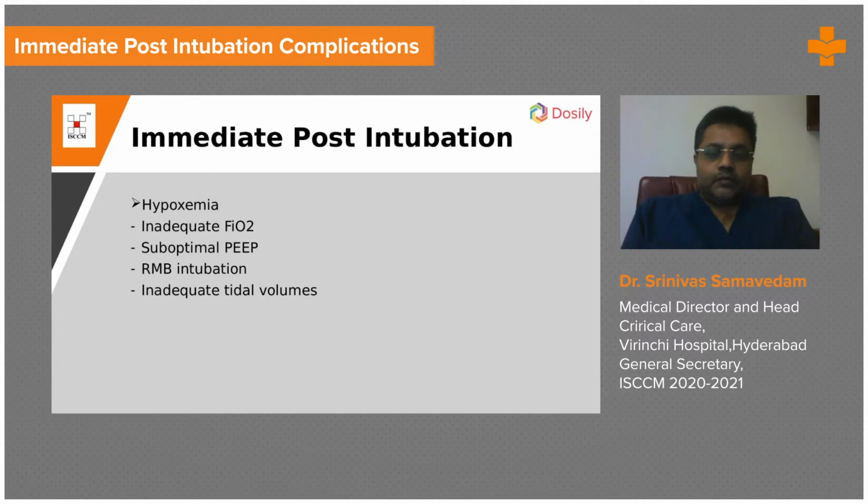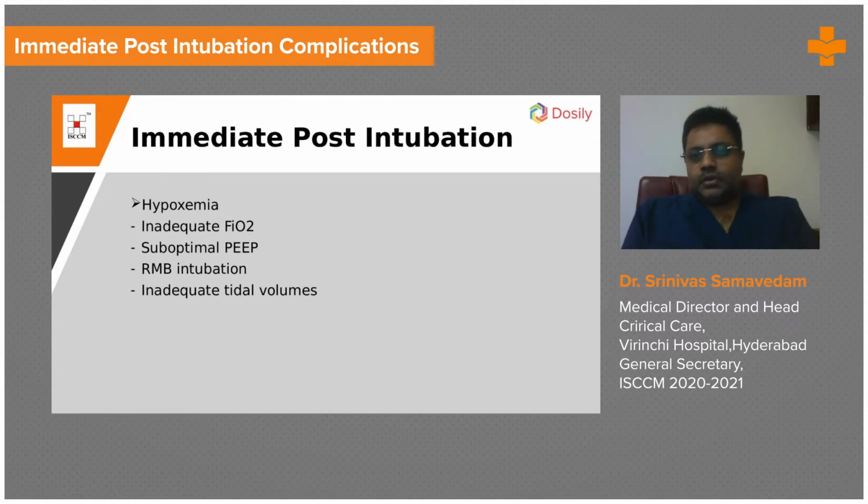And if you have set 100%, you should always check on the machine whether the machine is actually delivering 100% of FiO2. If the connections of the machine to your oxygen supply are not good enough, sometimes the FiO2 which you have set is not delivered through the machine. So the patient could actually be hypoxemic because of a low FiO2, even though you have set 100%, the machine is delivering 30% or 40%. So you should look at that.